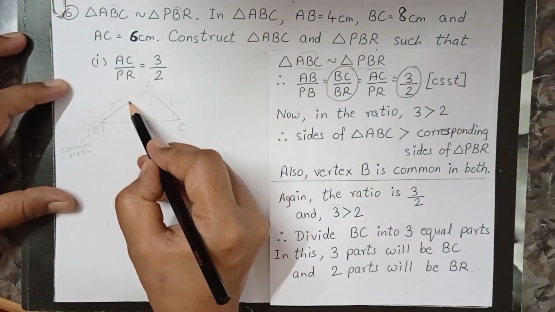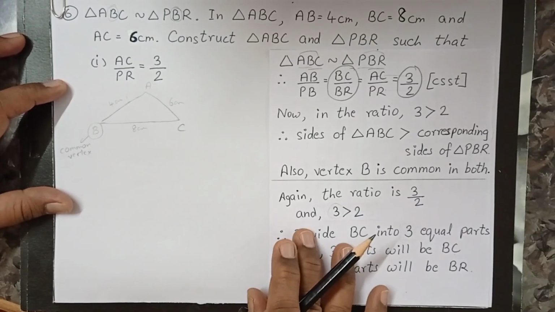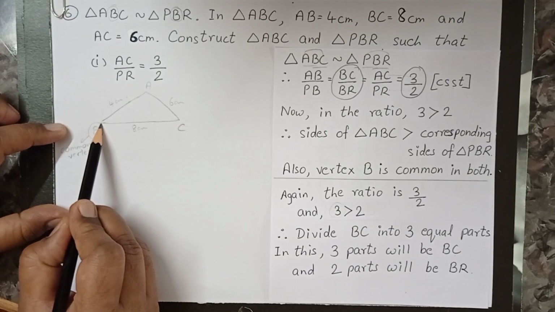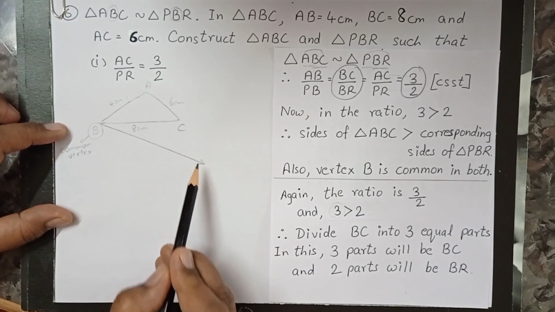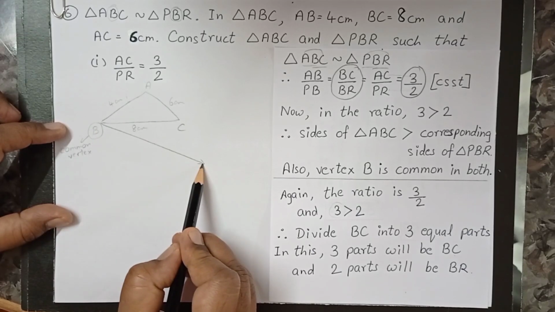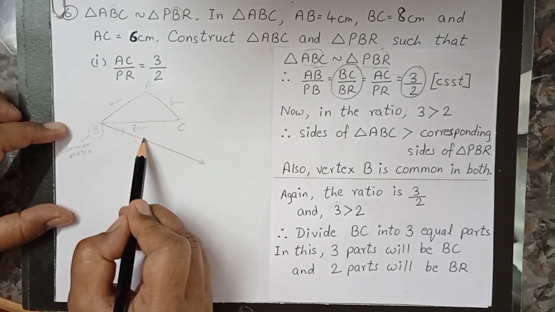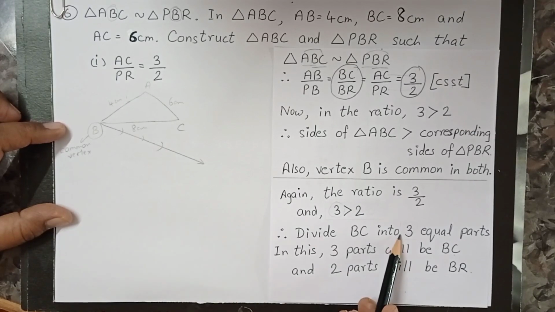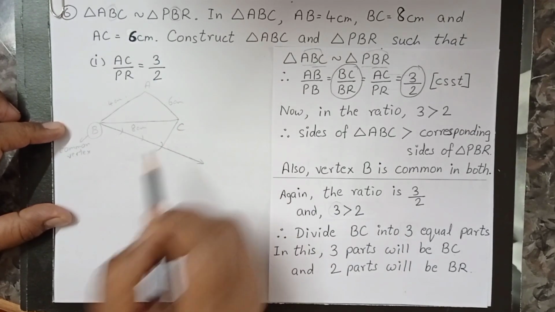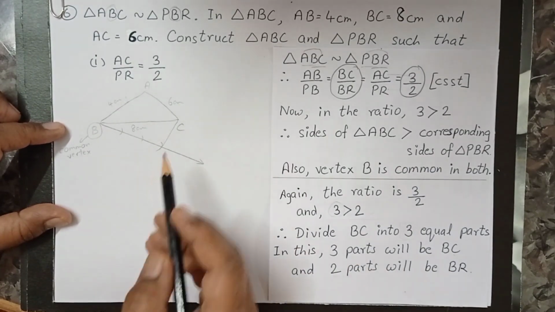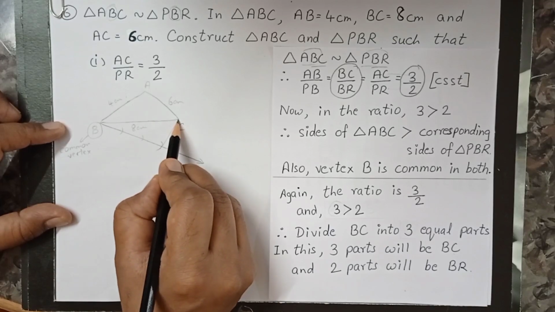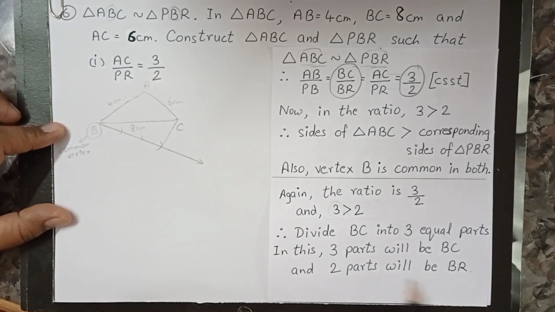In rough, I'll show you how to draw this figure, and then in fair, we will be doing the same. So from point B, we know how to divide a given segment into a given number of parts. It is 3 equal parts. So you'll draw a ray from point B. Then you will make 3 equal cuts because 3 equal parts. And the third cut you will join to point C. Right? So 3 parts will be BC. So when we divide this into 3 equal parts, 3 parts will be BC, and 2 parts is BR.